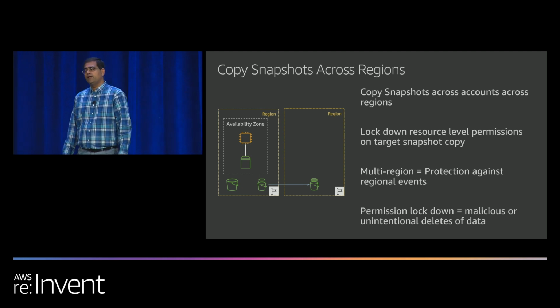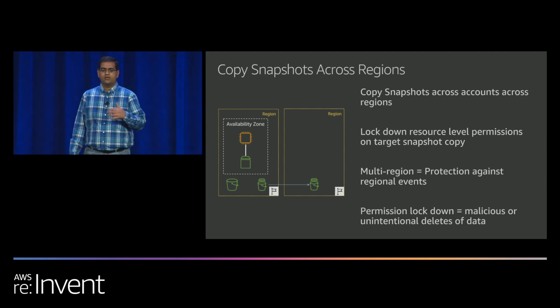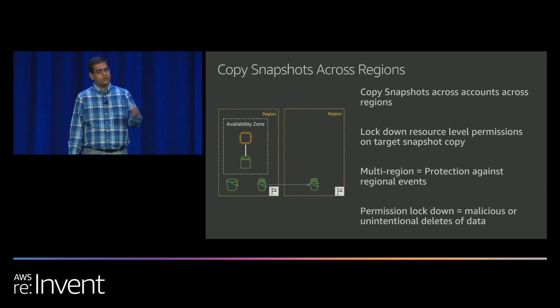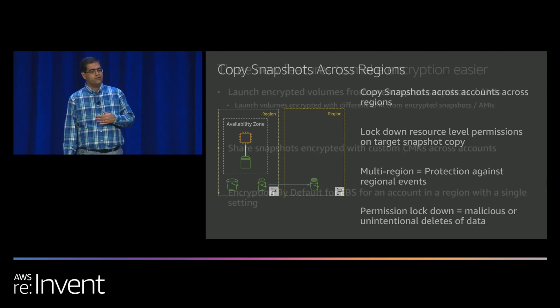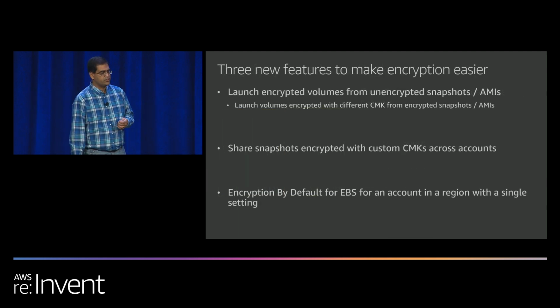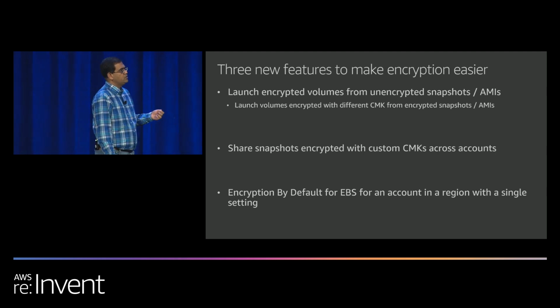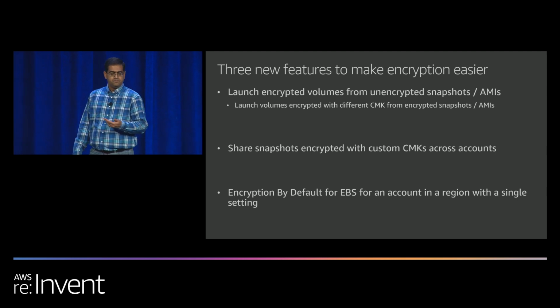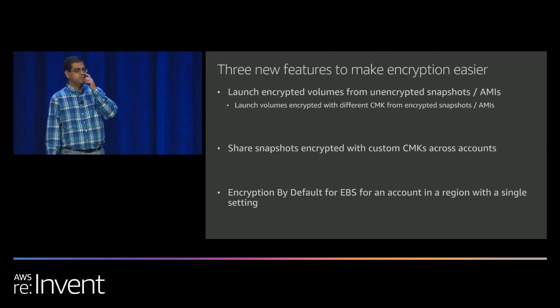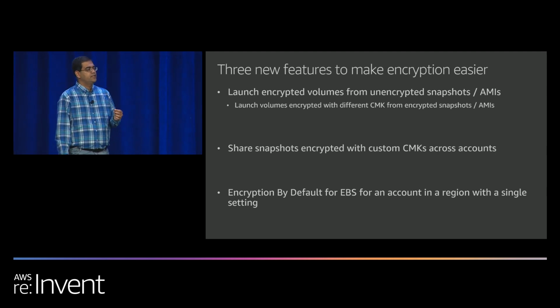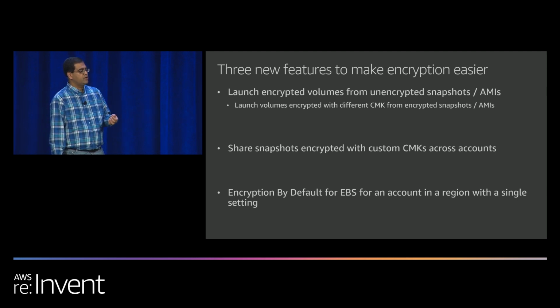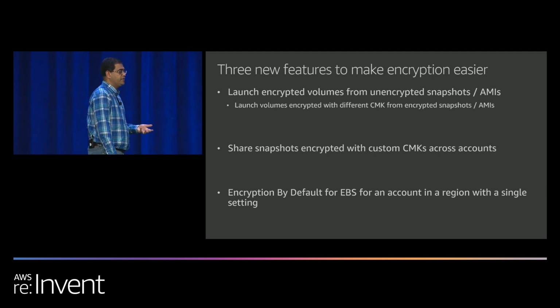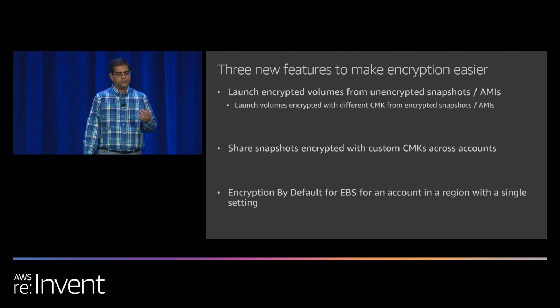So earlier this year, in May, we launched 3 features guided by feedback from our customers about how to make encryption for snapshots easier. What I'm going to do is walk you through those 3 features and how they're useful to you. The 3 features we launched are: encrypted volumes from unencrypted snapshots or AMIs, sharing snapshots encrypted with custom CMKs across accounts, and encryption by default for an EBS account within a region with a single click. Let's walk through each of these.